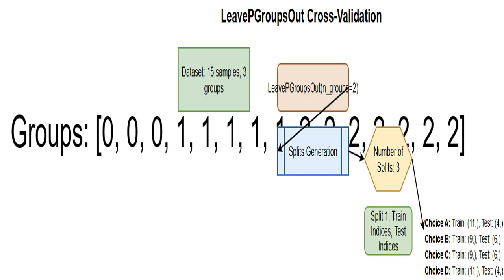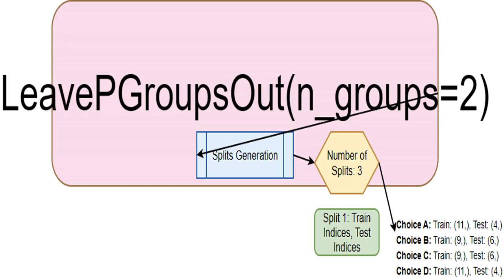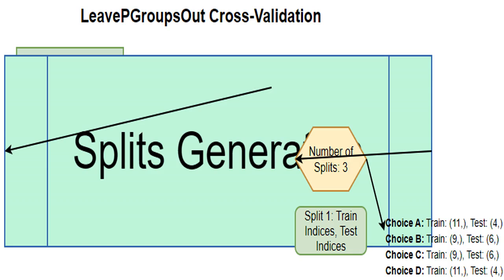I'm using the LeavePGroupsOut function and telling it to leave out 2 groups at a time during testing. The n_groups equals 2 parameter is the key here, deciding how many groups get left aside. I'm about to generate different splits of my data using LeavePGroupsOut. Each split will have a training set and a testing set, carefully constructed to respect group membership.